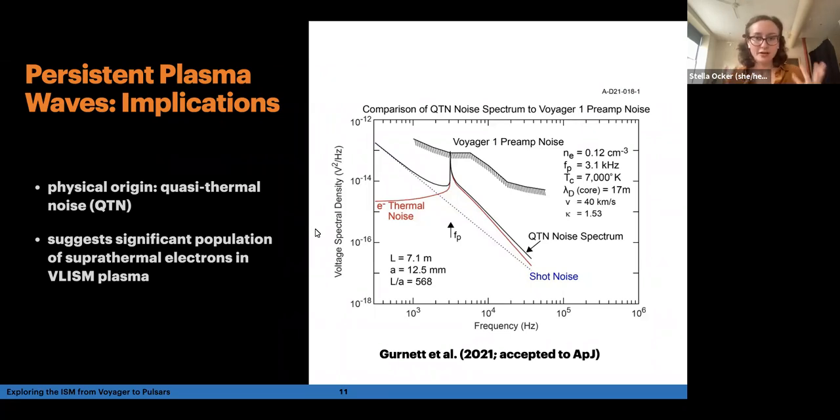So this is ongoing work that is really interesting and has been predominantly led by Don Gurnett, who is the PI of the PWS instrument on Voyager. And so for more on the plasma physics implications of this discovery, I would point you to this paper, which should be coming out shortly in ApJ.